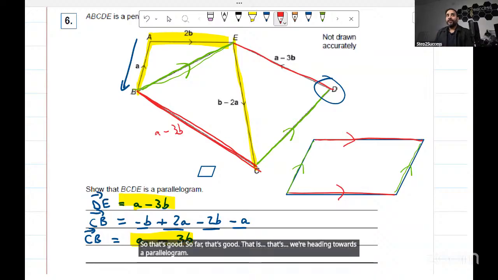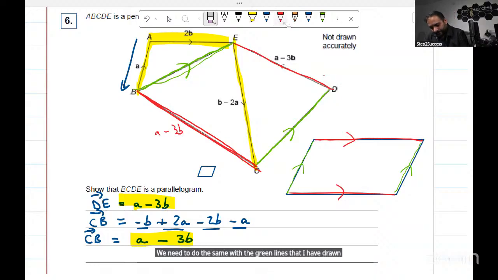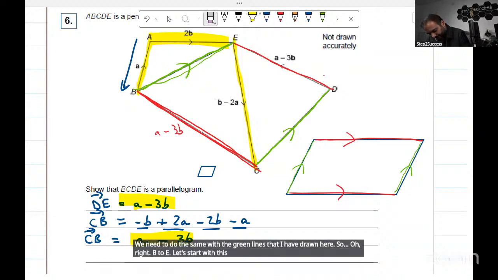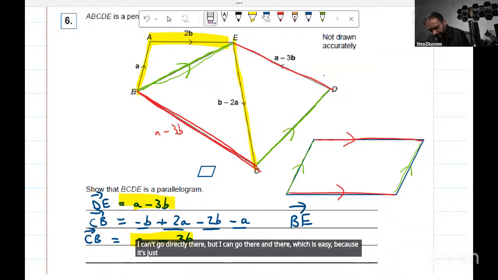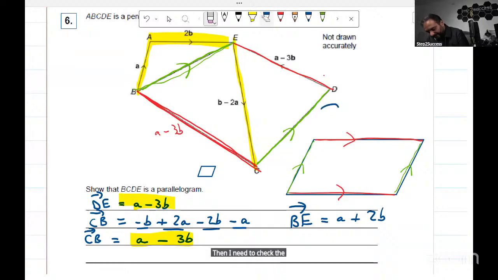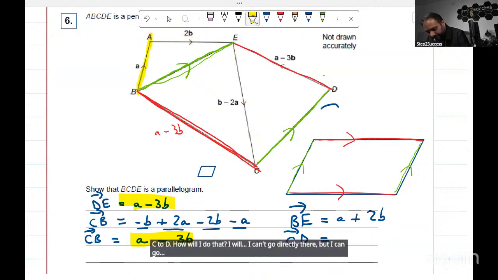We need to do the same with the green lines that I have drawn here. B to E, let's start with this one. I can't go directly there, but I can go there and there, which is easy because it's just a plus 2b. Then I need to check the same for C to D and see if it's the same thing. How will I do that? I can't go directly there, but I can go from C to E and then E to D like that. So I can add those two together. I want to go that way against the arrow, so that's minus b plus 2a.